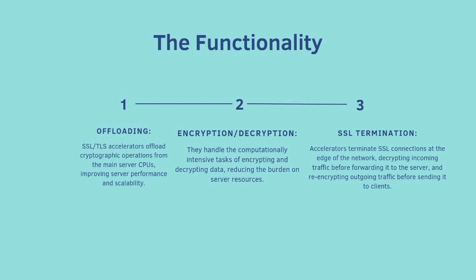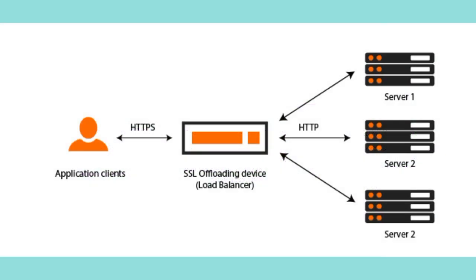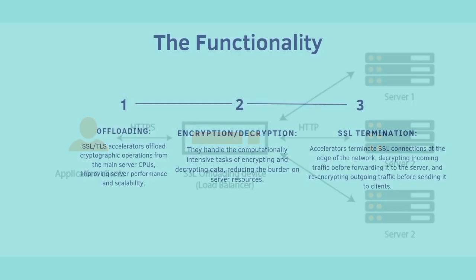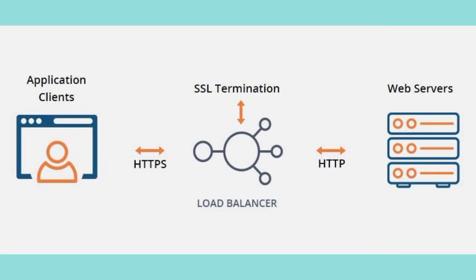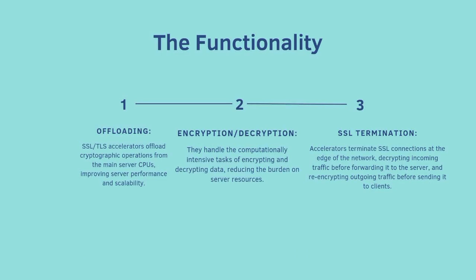So, functionality. Offloading. SSL or TLS accelerators offload cryptographic operations from the main server CPUs, improving server performance and scalability. Encryption and decryption. They handle the computationally intensive task of encrypting and decrypting data, reducing the burden on server resources. SSL termination. Accelerators terminate SSL connections at the edge of the network, decrypting incoming traffic before forwarding it to the server and re-encrypting outgoing traffic before sending it to clients.